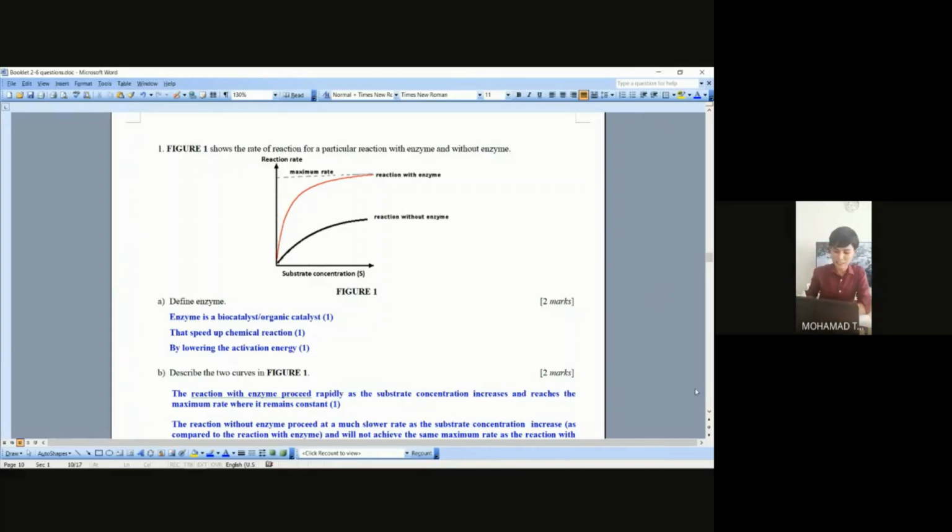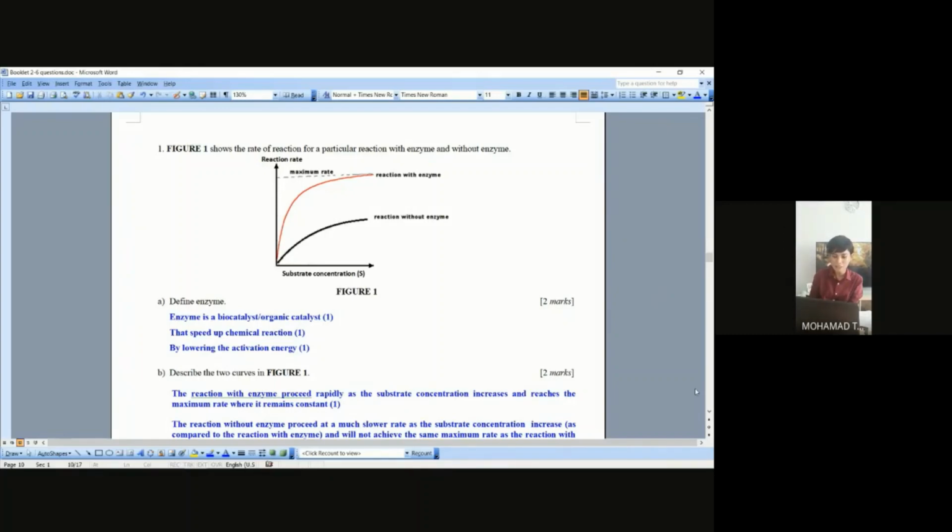I hope everyone can see my screen. So we go to the first question. Figure 1 shows the rate of reaction for a particular reaction with enzyme and without enzymes. The first question asks you to define enzyme. This is a typical definition question. Enzyme is a biological catalyst, 1 mark, or organic catalyst that speeds up chemical reaction, another 1 mark, by lowering the activation energy. There are 3 options there, but the maximum mark is 2 marks.